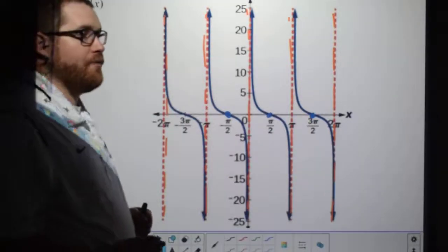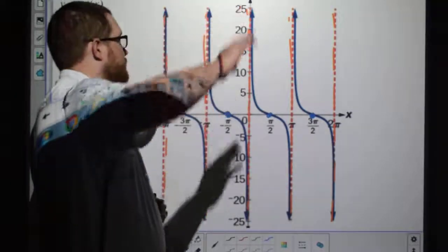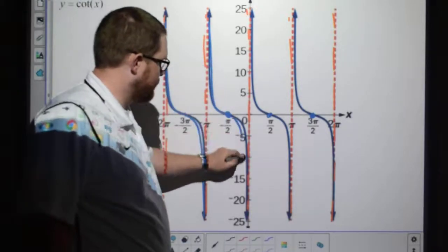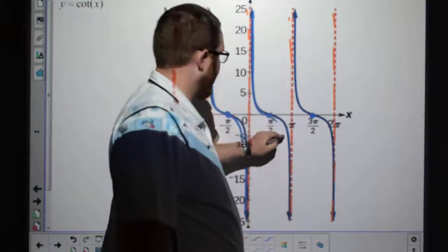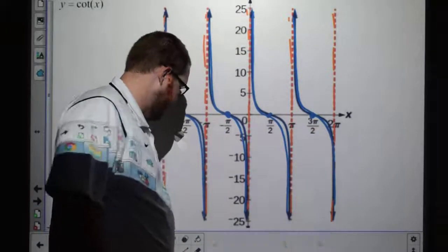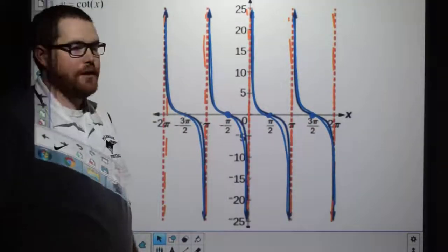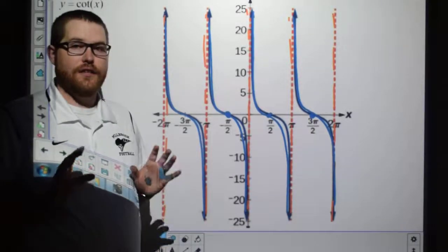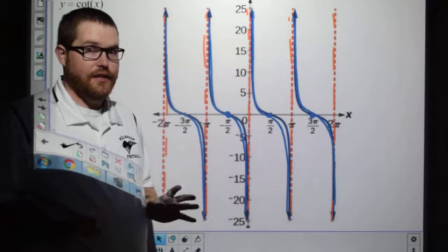The tangent graph went up. This one comes back down. So just take everything about the tangent graph and switch it around. The x-intercepts and the asymptotes switch, and the shape goes down instead of going up. Knowing these parent graphs makes life a lot easier, especially when we get into the next two sections.